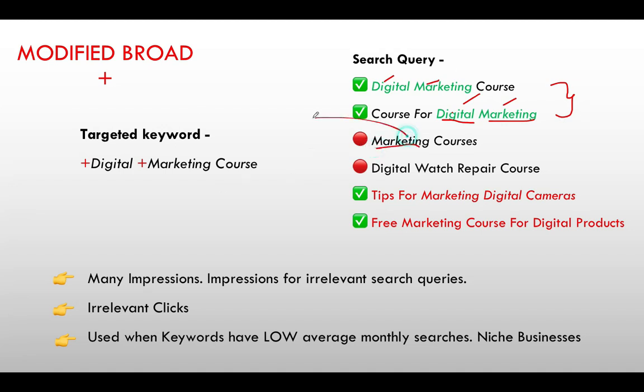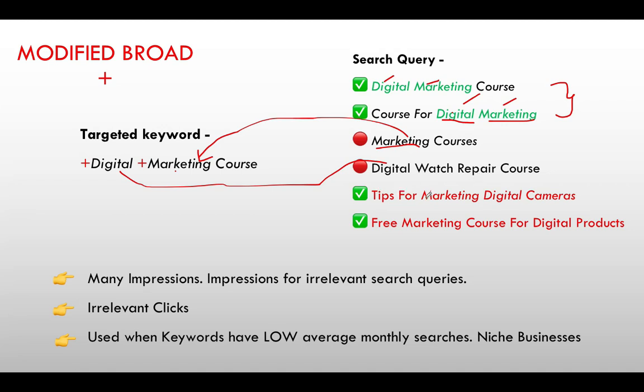So in broad match, it would have got triggered. But in modified broad match, we have told Google that marketing is compulsory, but so is digital. And this search query doesn't contain the word digital. So your ad won't get triggered for this keyword. Look at this, digital watch repair course. So the search query contains the word digital, but it does not contain the word marketing, so the ad won't get triggered again.